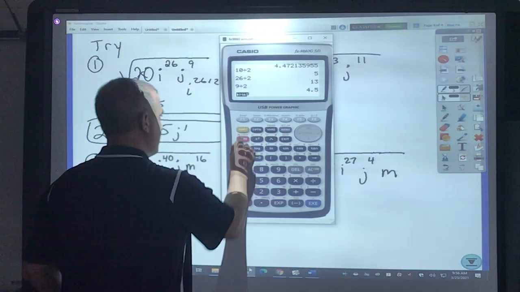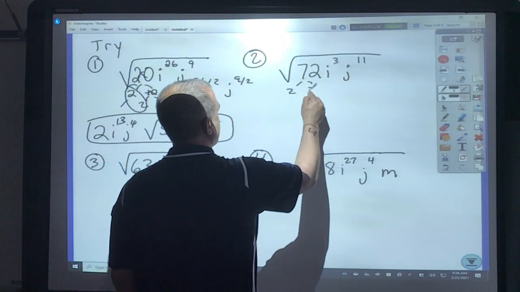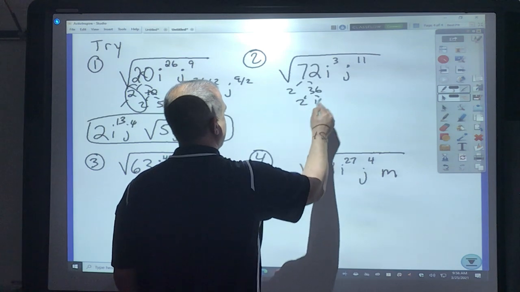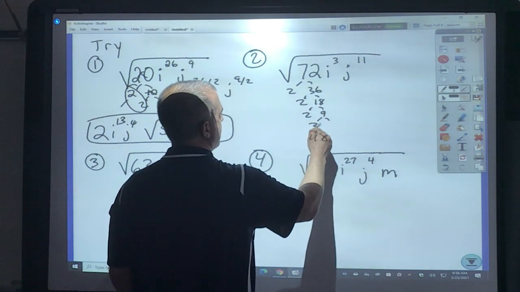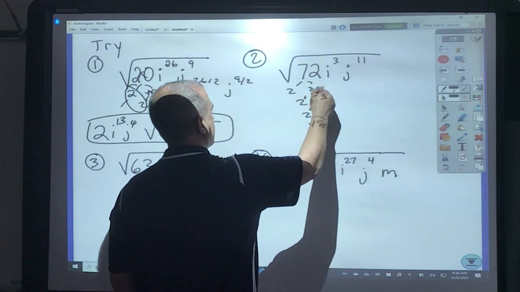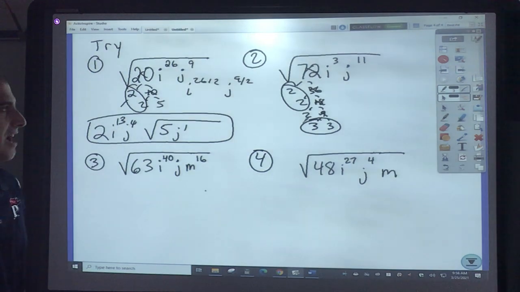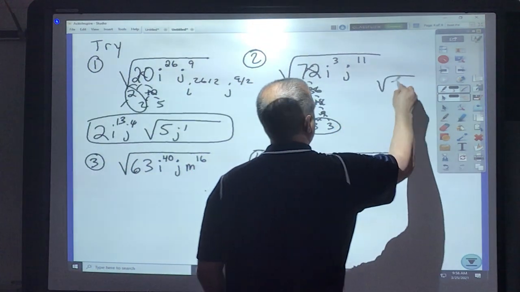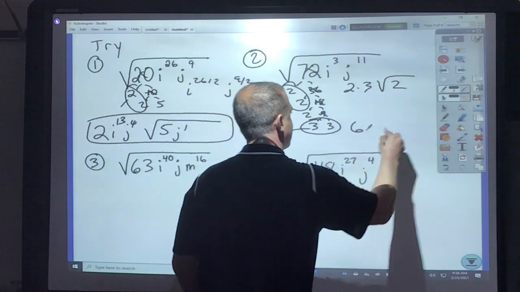Okay, square root of 72, decimal. 2 and 36, that would be 2 and 18. It would end up being 2 and 9, and then it would be 3 and 3. Here's a pair, here's a pair. So what do I have? I have a leftover of 2. I'm allowed to take one of these and one of these, so 2 times 3, so I got 6 square root of 2.